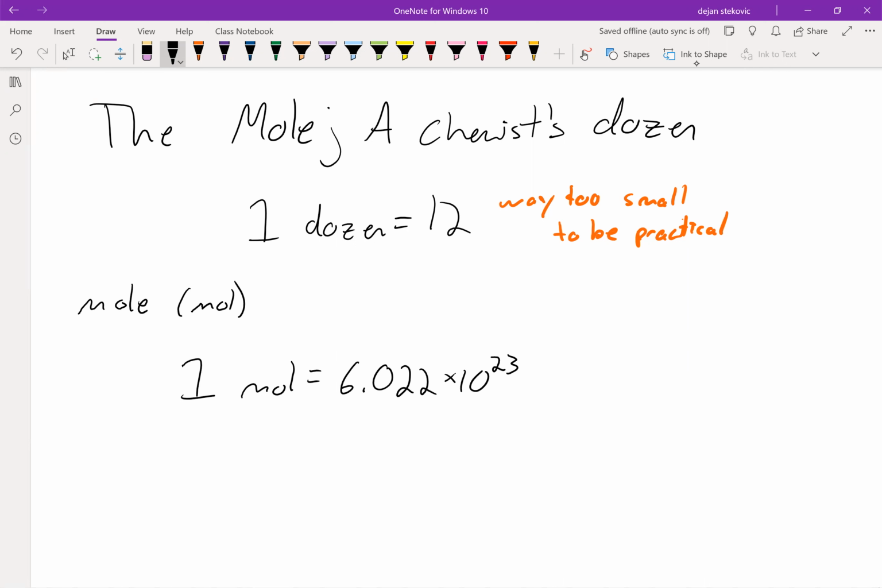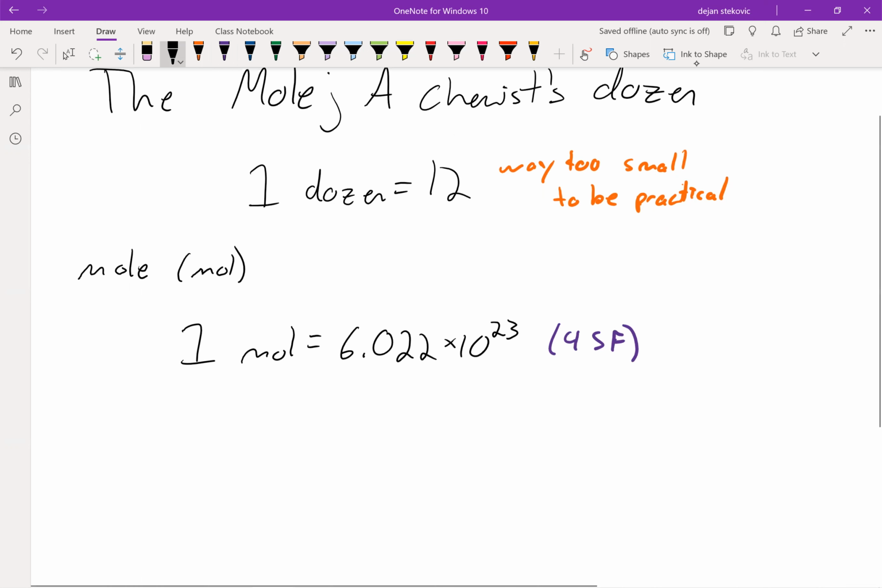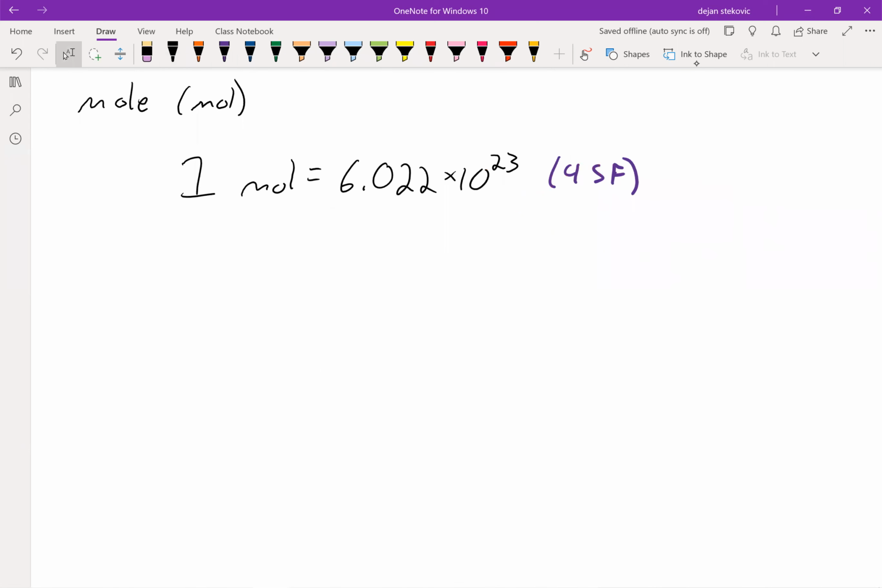This is not an exact conversion. So this digit right here has only 4 sig figs. If you look online what the real mole number is, you'll see a whole bunch of numbers behind it, but that's the level of precision that we're going to go with. This is also known as Avogadro's number, and again, it has 4 sig figs. But just like a dozen means 12, 1 mole means 6.022 times 10 to the 23. And if you write that out in long notation, you'll notice that that is just an absolutely massive number. And we need such a huge number because our atoms are just absolutely so tiny.